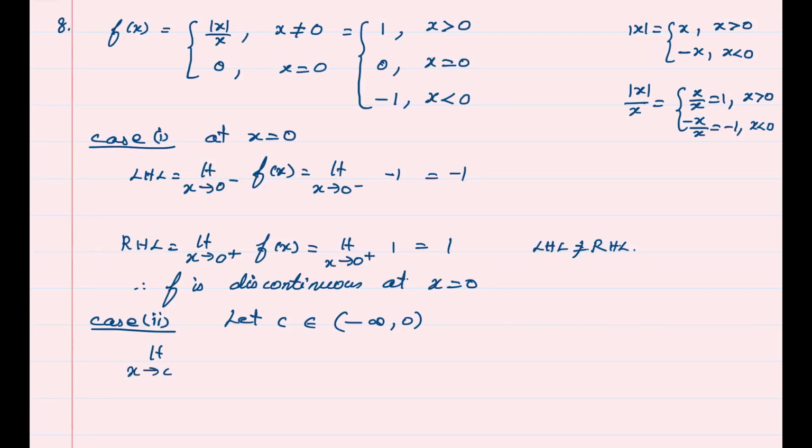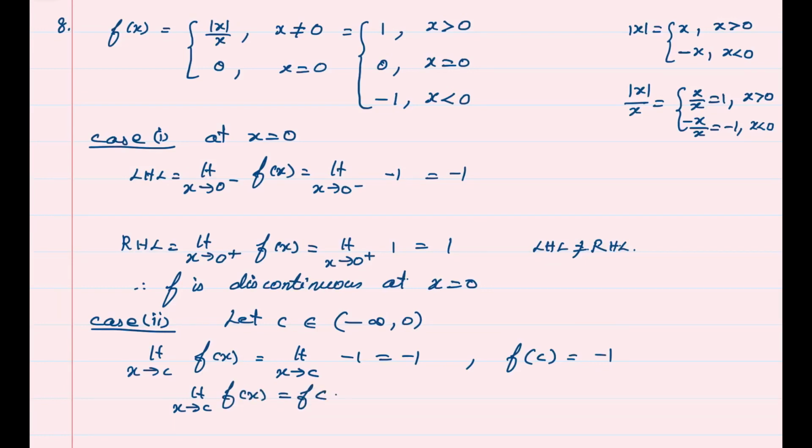Limit as x extends to c of f of x. In this interval, the values are all negative. Limit as x extends to c, where c is negative, we will use the x less than 0 definition, which is minus 1. And f of c, as c is negative, again f of c is minus 1. The limit as x extends to c of f of x and f of c are equal. Therefore, f is continuous in the open interval minus infinity to 0.